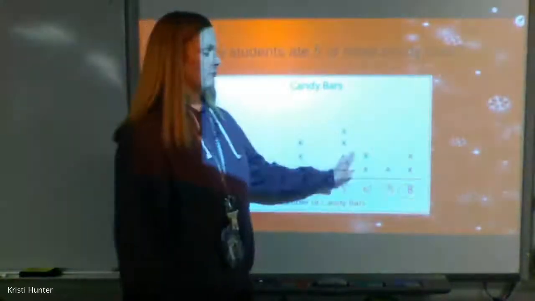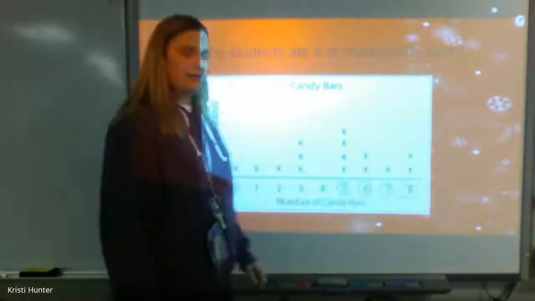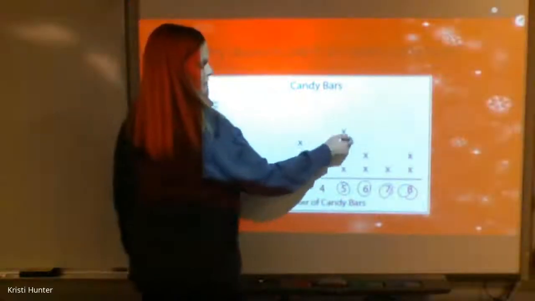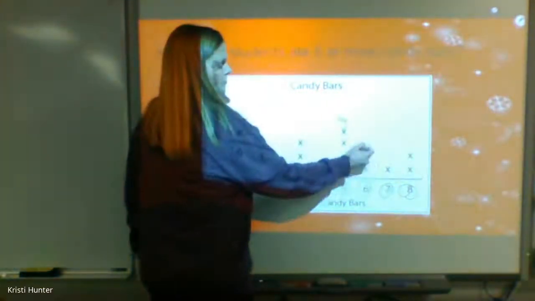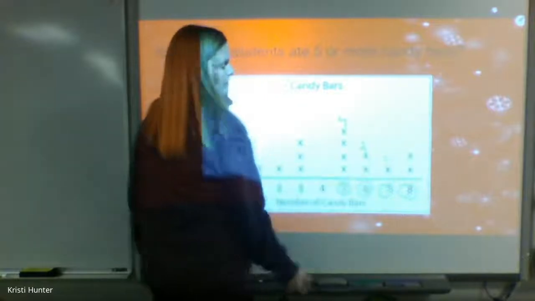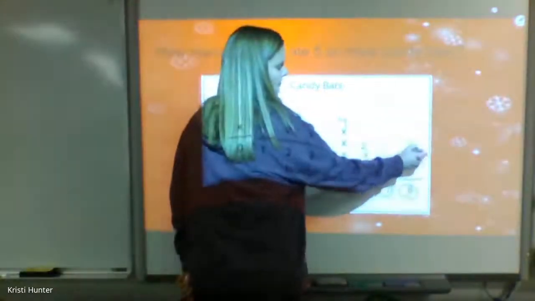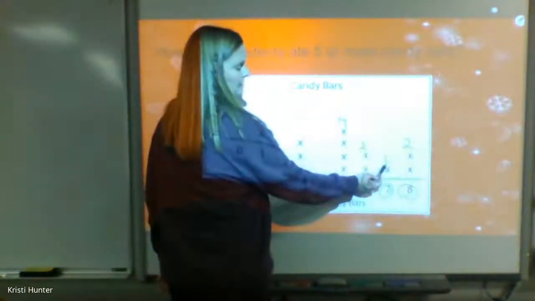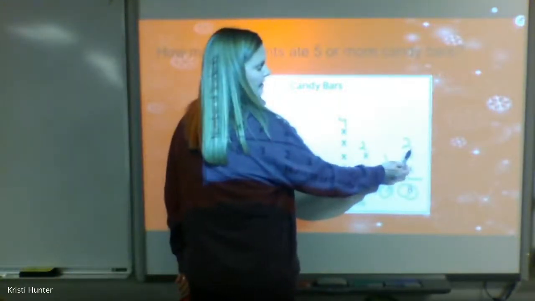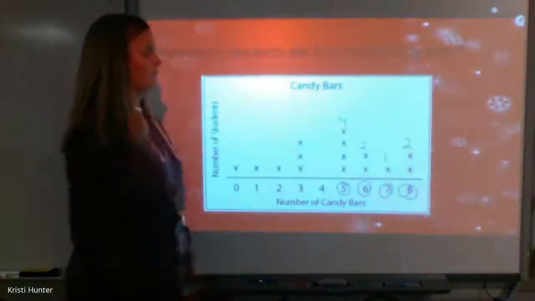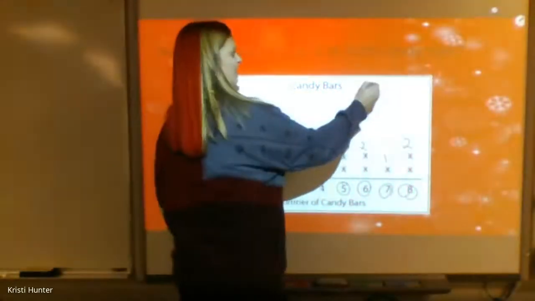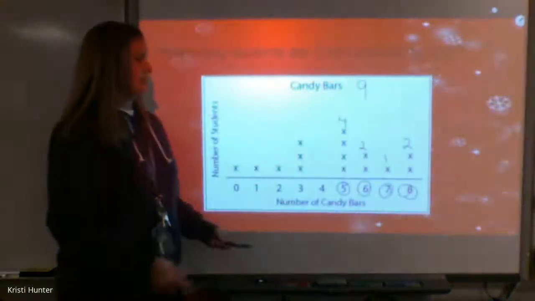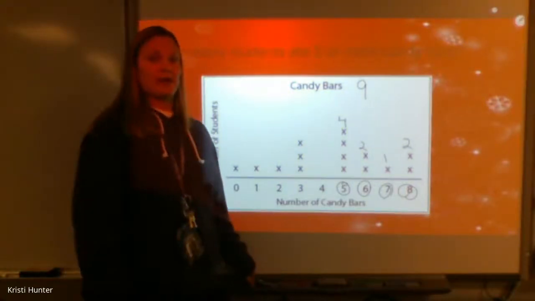So I have to count all the X's that are over here. So let's see. 1, 2, 3, 4 there. 1, 2 on 6. 1 kid on 7. 2 kids on 8. 4 plus 2 is 6. 1 more makes 7. And 8, 9 for my answer. 9 children ate 5 or more candy bars.